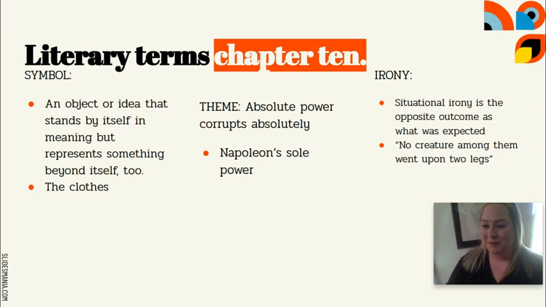And lastly, we have irony in this chapter. As you know, there are three types of irony, and in general, irony is the opposite of what you would expect. Our three types that we learned about this year are situational irony, verbal irony, and dramatic irony. And in this chapter, we are going to focus on our situational irony. The opposite outcome is what we would expect.